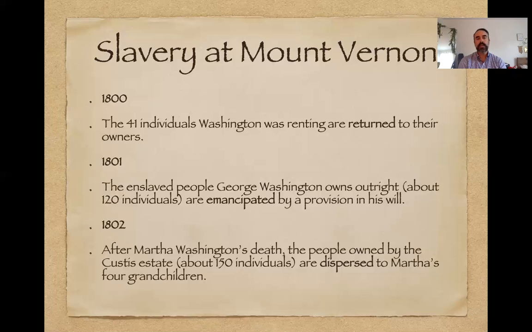And then part of the reason Ona Judge ran away when she was in Philadelphia was that she was, at that point, one of Martha Washington's body servants. And she was being given as a wedding gift to a relative of Martha that was known for being not very kind. And rather than meet that fate, she ran away, right?